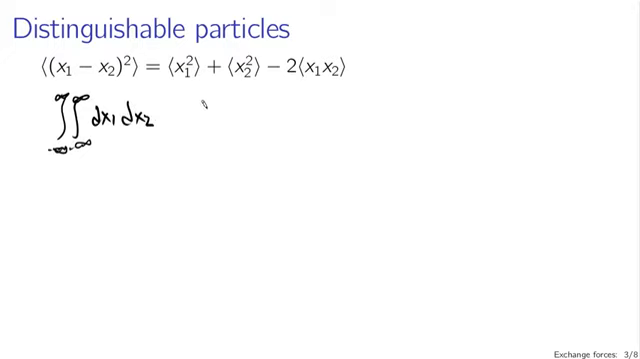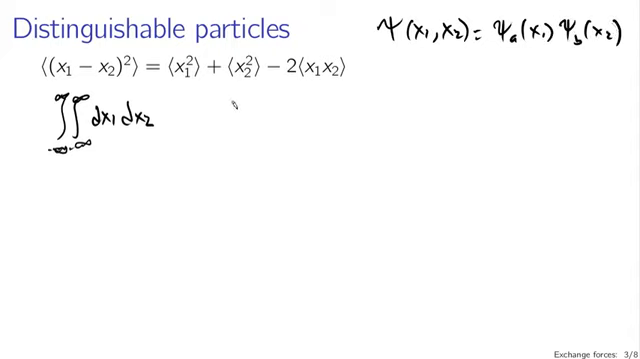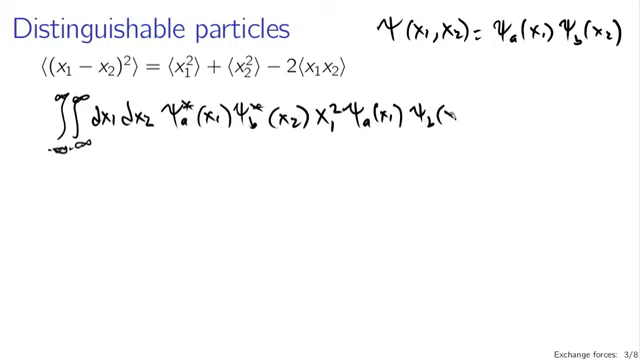And my wave function now, since I'm working with the distinguishable particle case, psi of x1, x2 is equal to psi a x1, psi b x2. So it's going to be psi a star x1, psi b star x2, my quantity that I'm calculating the expectation value of, x1 squared, and then my original wave function, psi a x1, psi b x2 without the complex conjugates.